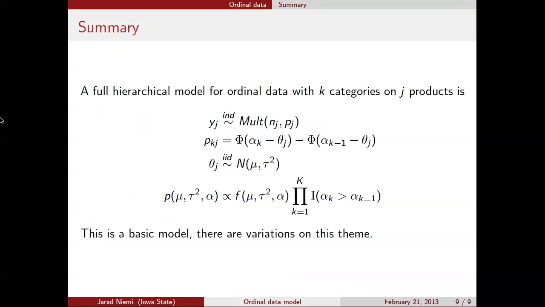Okay. All right, so this is just the summary of the model all written down on one page. Our data are multinomial for each product. The probabilities for each category of those products depend on the cut points and the mean that we have for that product in this normal distribution. And then we have some prior over our parameters.